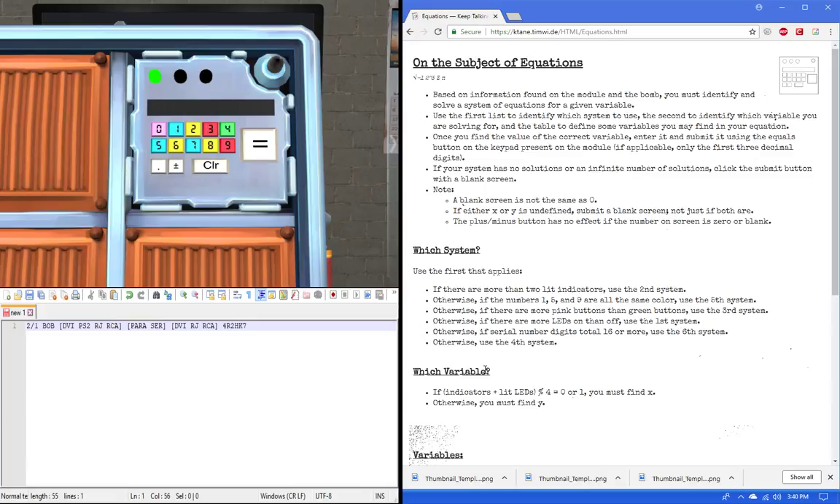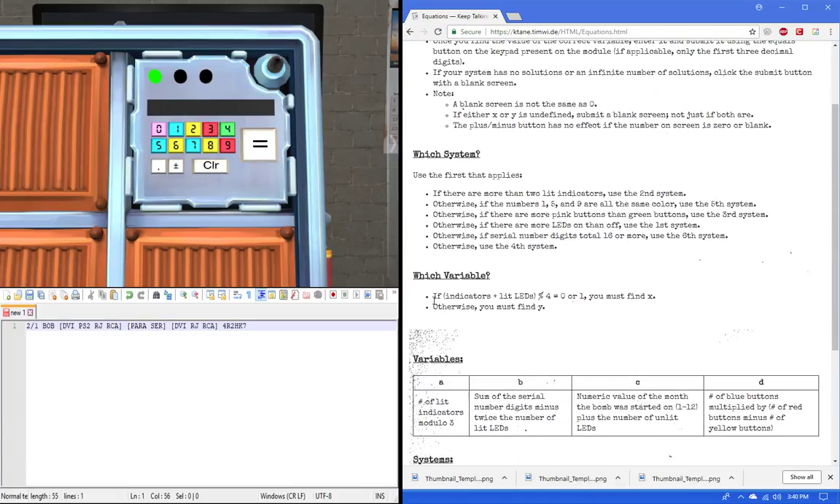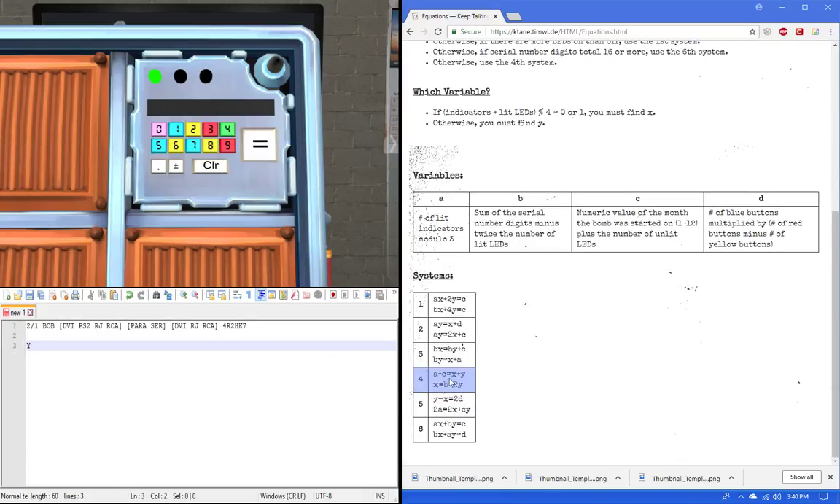Then, which variable? We have to take the number of indicators, 1 plus lit LEDs, so it's 2. 2 modulo 4 is going to equal 2. So it then equals 0, 1, so we have to find y. Y is the variable that we have to find.